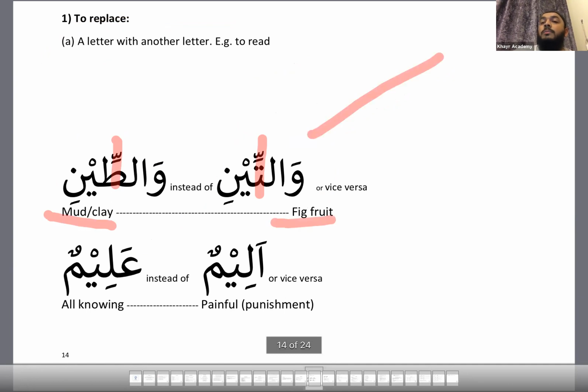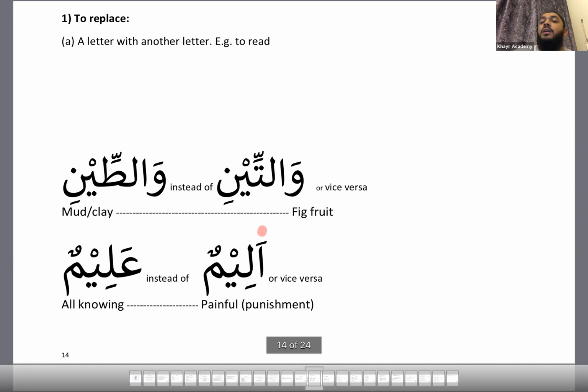So when Allah talks about fruits, the fig fruit, if I make the ta into a full mouth letter, I change it into mud and clay. And when Allah talks about how He created humans with mud and clay, if I change this ta into an empty mouth letter, what am I saying? Allah made people with fig fruits. So can you see how badly the meaning changes just by not saying a full mouth letter fully, and an empty mouth letter empty?